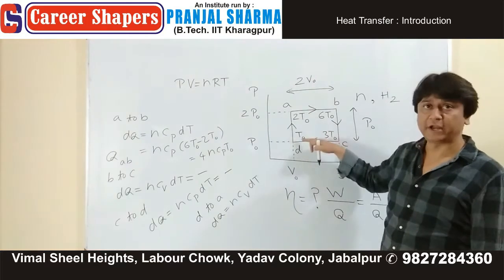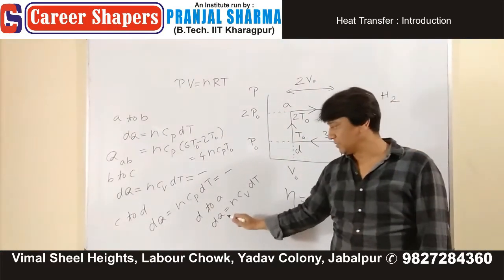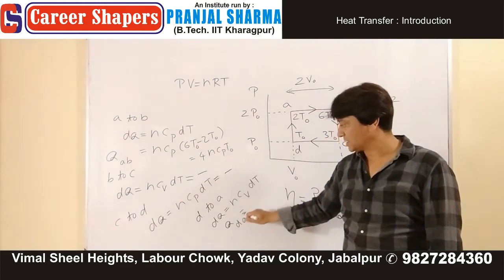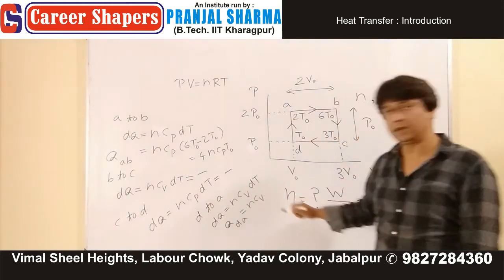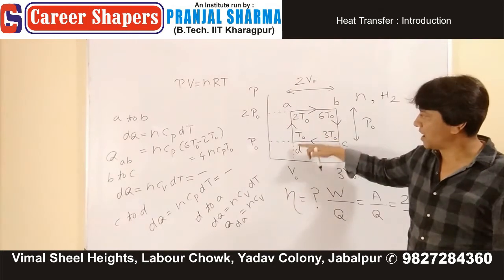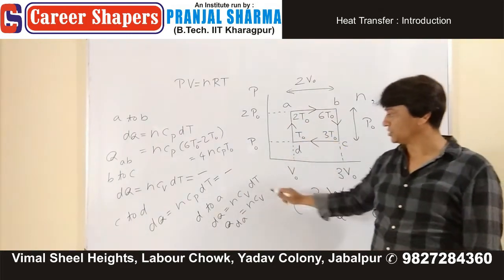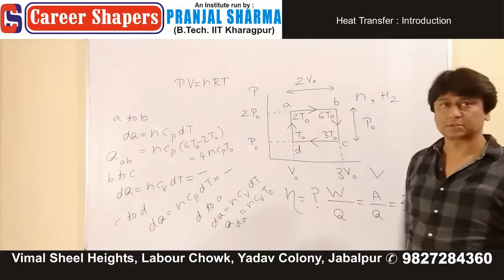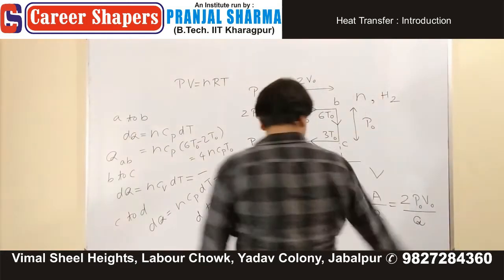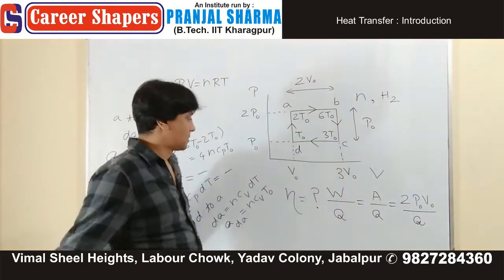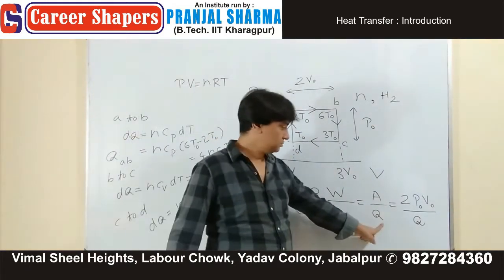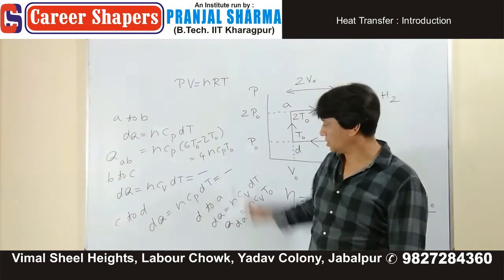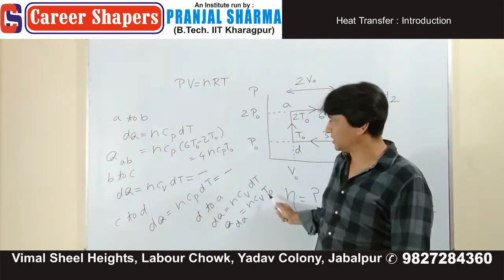Temperature from T naught becomes 2 T naught, and therefore Q DA is coming from CV directly. T final minus T initial, 2 T naught minus T naught, is coming what? T naught. So this Q is basically what? 4 nCp T naught plus nCv T naught.